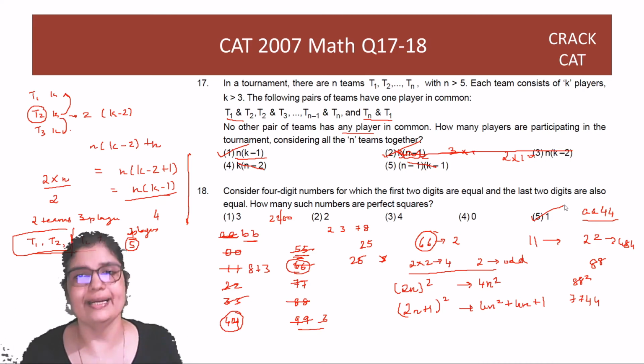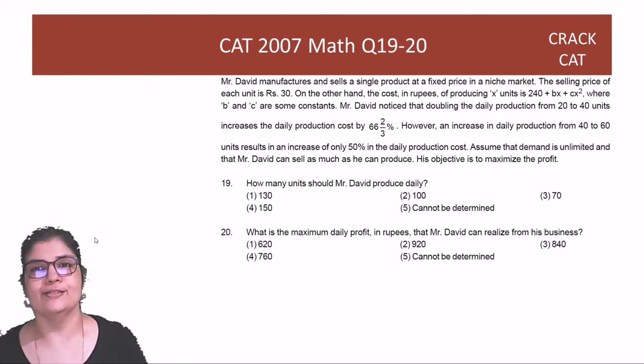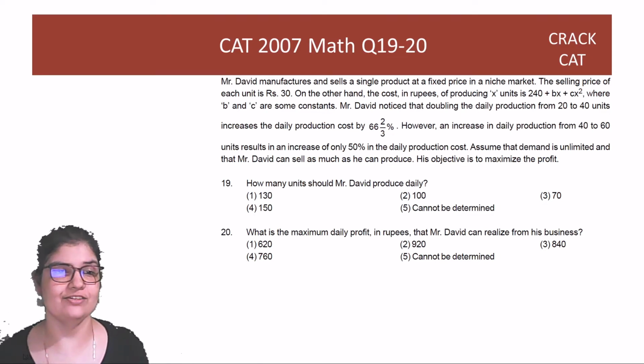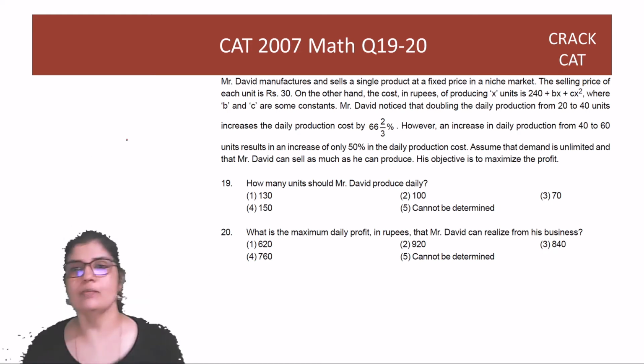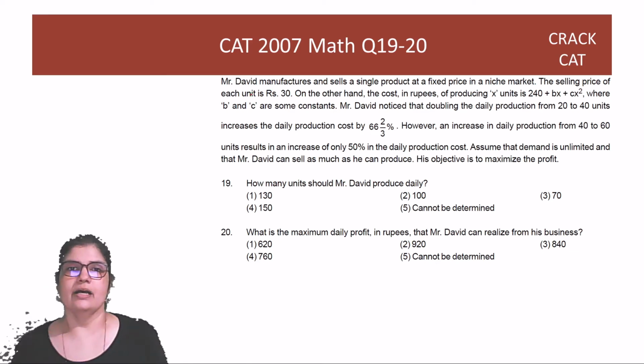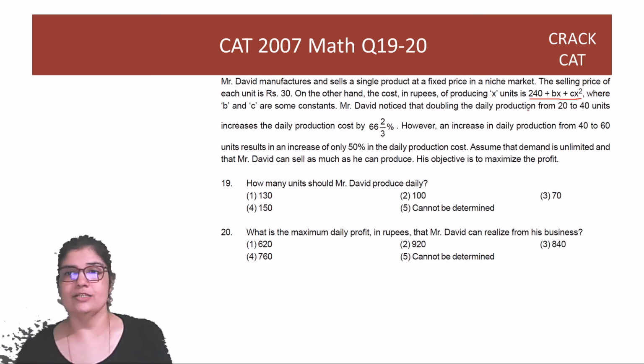So let's look at 19 and 20. In this question, you have Mr. David manufacturing and all that. Oh God, it's an ugly question. What is happening is that you have a single product at a fixed price. If you are making X units in the company, then this is your cost: 240 plus BX plus CX square. That is your cost when you are making X units, right?